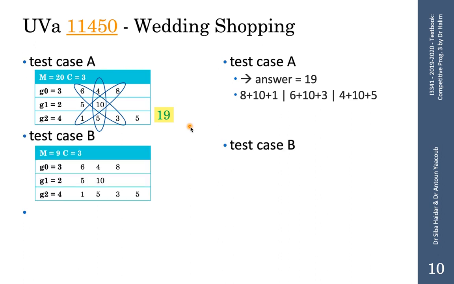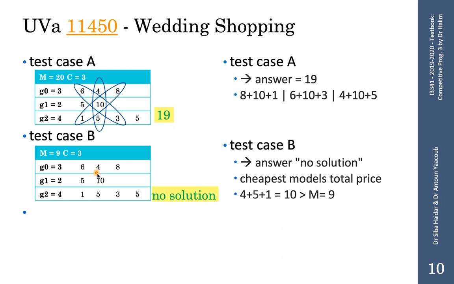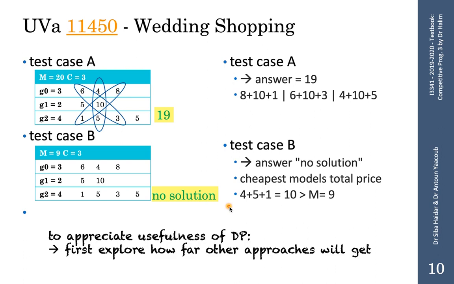Another test case, B. Also the same prices and the same garments, but I have now, instead of $20, $9. And in this test case, you can already see that there is no solution, because even if you take the cheapest model in each garment, for example, 4 plus 5 plus 1, this will give you $10. This will cost you $10, and however, you have only $9, so there is no possible solution, and we want to print "no solution available."